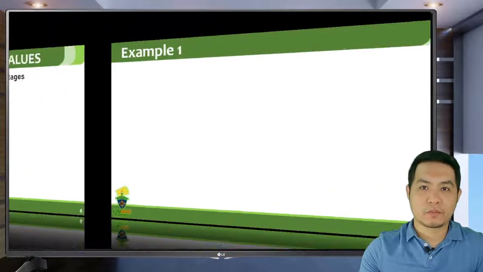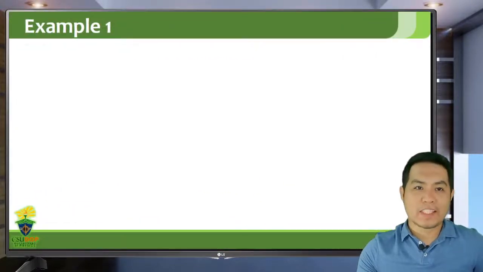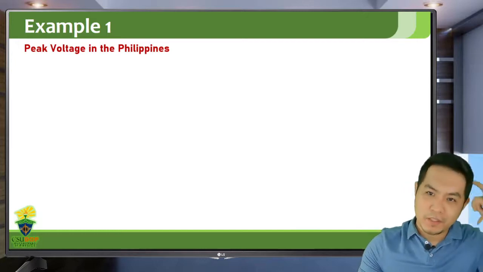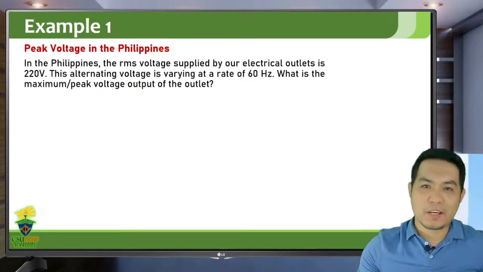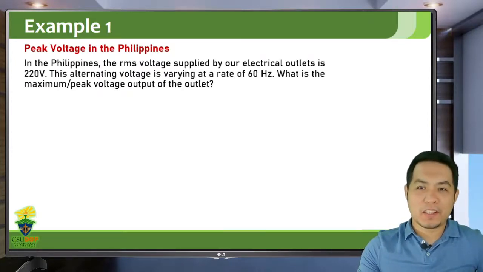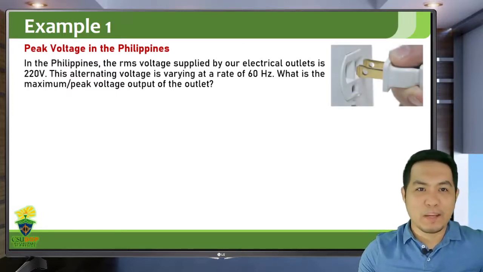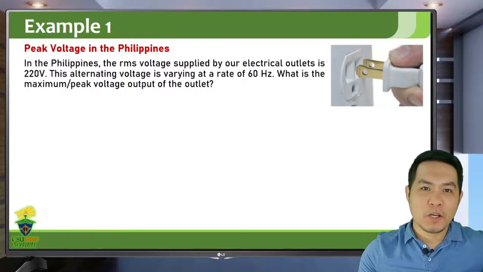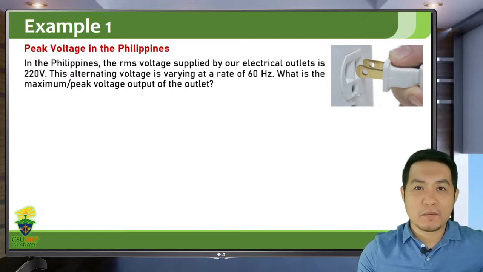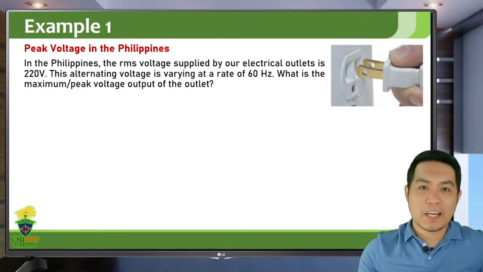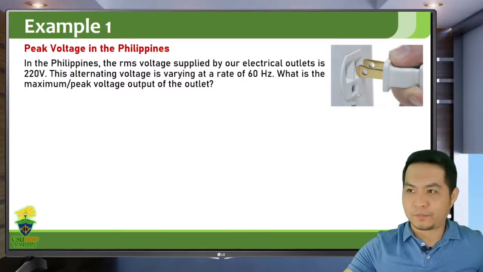So let's now have an example. Okay, we relate this to our local situation. In the Philippines, the RMS voltage supplied by our electrical outlet is 220 volts. This alternating voltage is varying at a rate of 60 hertz. What is the maximum or peak voltage output of the outlet?